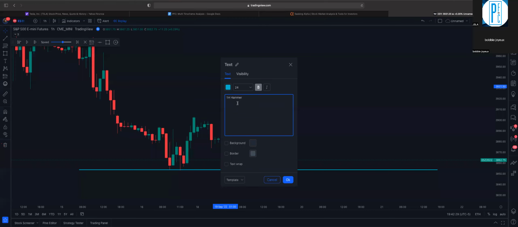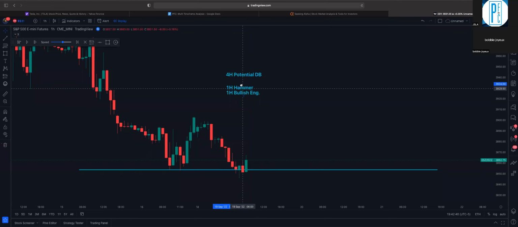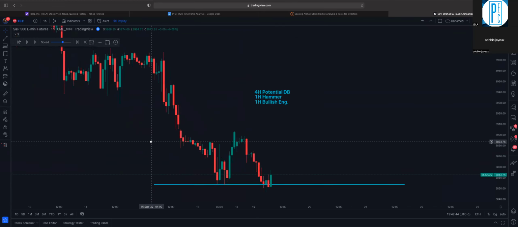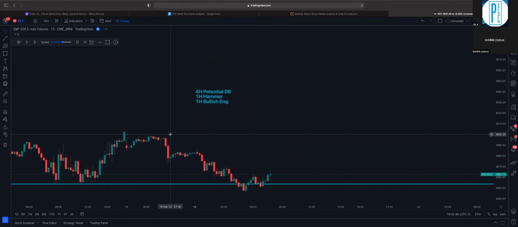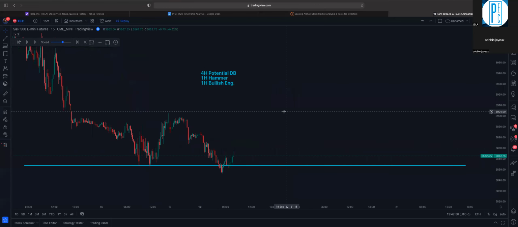So we don't have to do all that. If you want to, you can. We have a 1 hour hammer and we have a 1 hour bullish engulfing. Okay. So now we have 4 reasons to be bullish, right? So now we're going to come down to that lower time frame, another lower time frame, another one. And there we go. Now we have established a downward trend, one of my favorite types of setups.